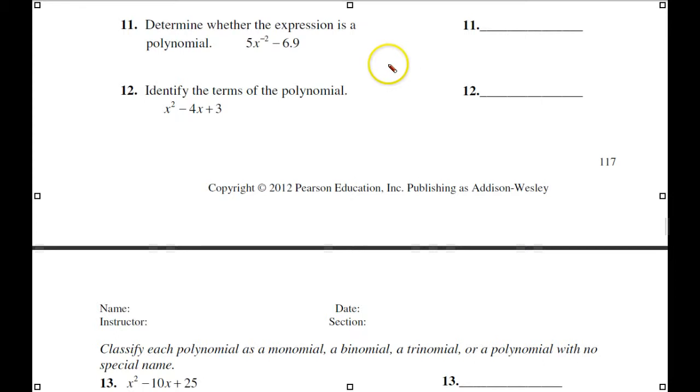Now, for number 11, I'll review what I said in class. Determine whether an expression is a true polynomial. Well, we said there were 2 things that would eliminate something from being a true polynomial. That is, if it had negative exponents, or as we write this, we would write that as 5x to the 2nd minus 6.9. So this isn't a polynomial because it has negative exponents.